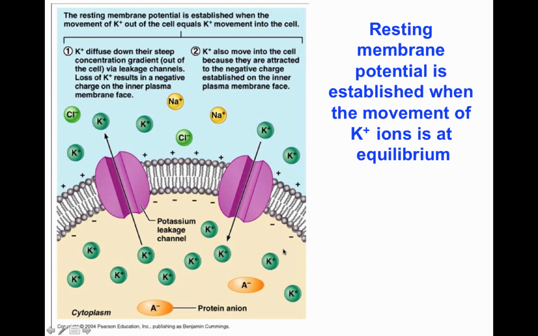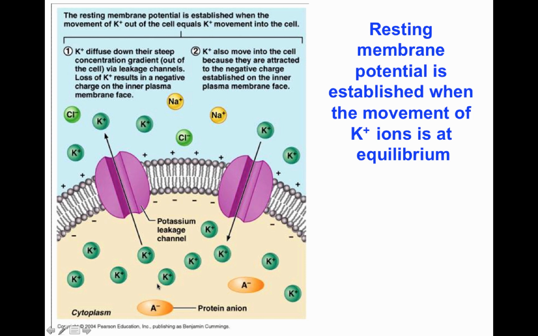But because now we have an inner negative charge inside the plasma membrane, those potassium ions are going to be attracted back into the cytoplasm to that negative charge, and therefore they will go back through the channels inside the cytoplasm. So the movement of potassium ions outside of the cell is balanced by the movement of potassium ions back inside the cell.